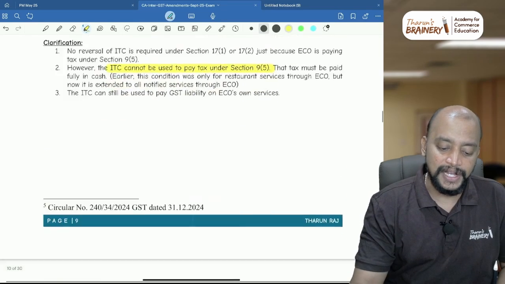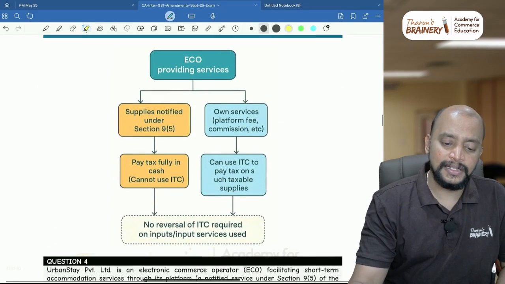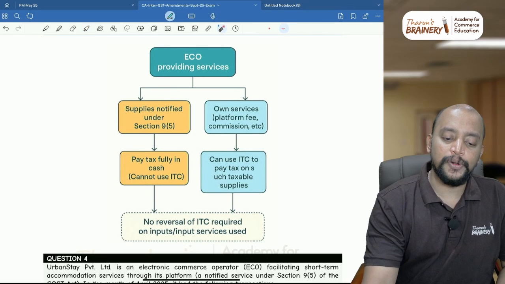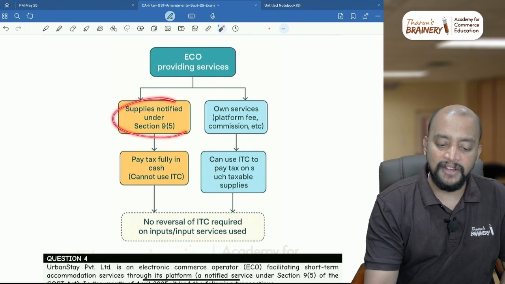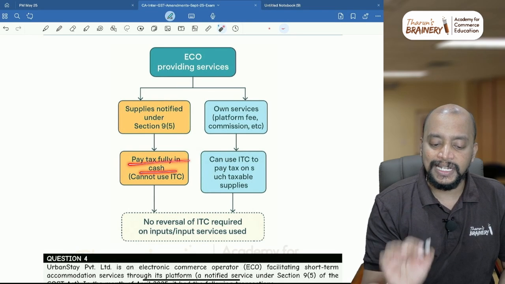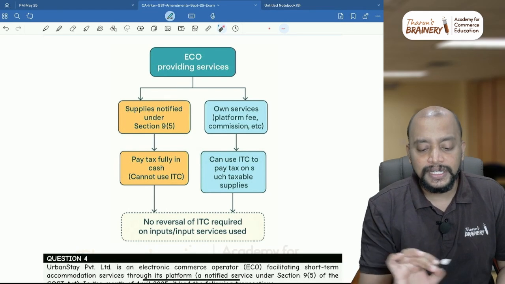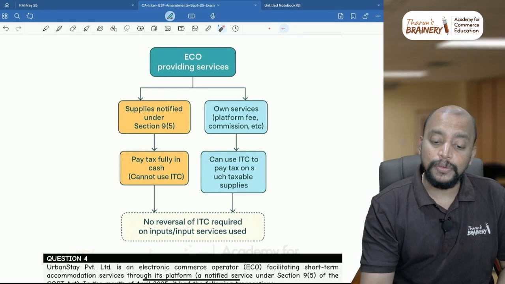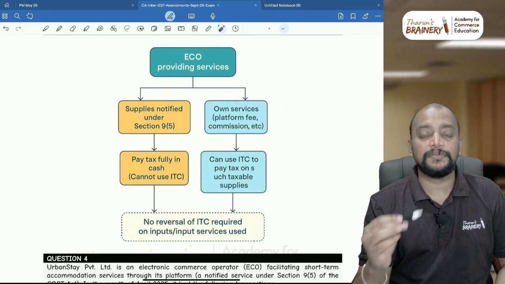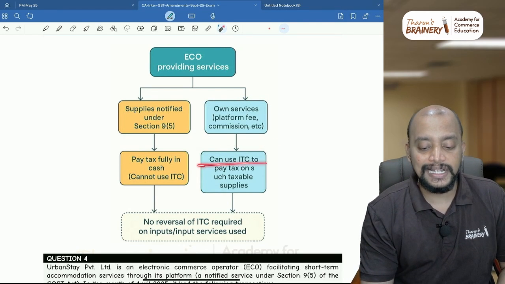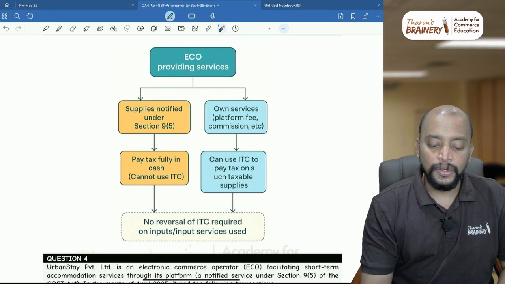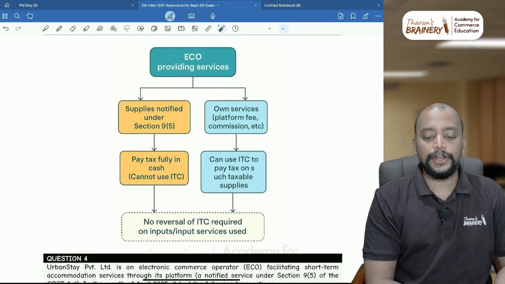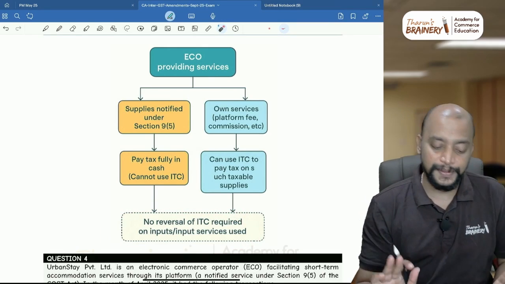That is this clarification. And to say this: an e-commerce operator providing services, supplies notified under section 9(5), pays tax fully in cash, cannot use ITC. With respect to own services, that is platform fee, commission, etc., can use ITC to pay tax on such taxable supplies. No reversal of ITC required on inputs or input services used.